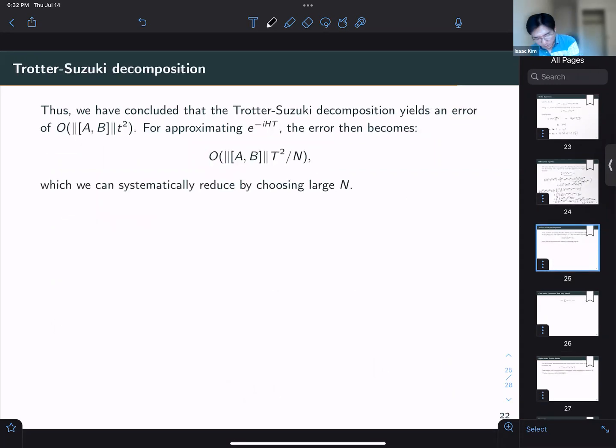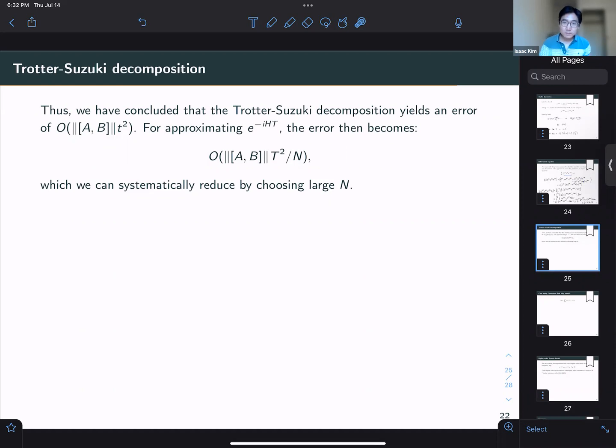Therefore, we have concluded that the Trotter-Suzuki decomposition yields an error which is on the order of the commutator between A and B times t squared. So for approximating this unitary, e to the minus iHt, the error then becomes the commutator of A comma B, times t squared divided by n.